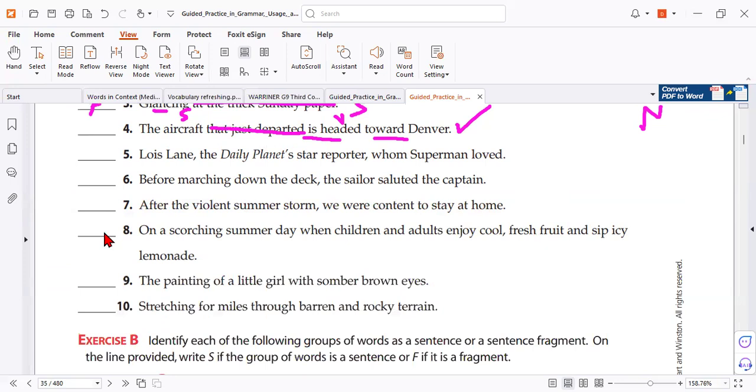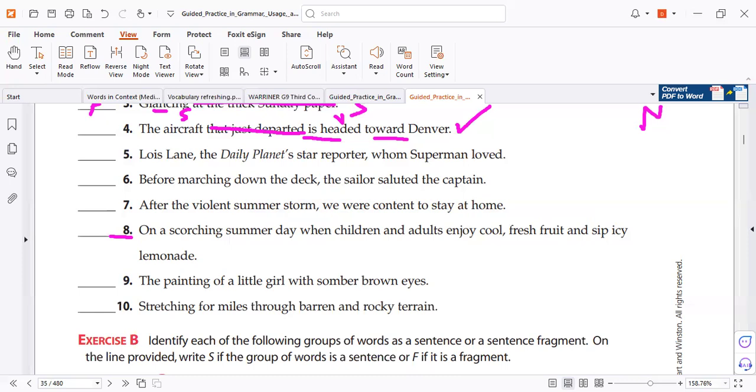Now your big one, number eight. It's a fragment. No, wait. Children and adults is the subject. Enjoy is the verb. It's a sentence.